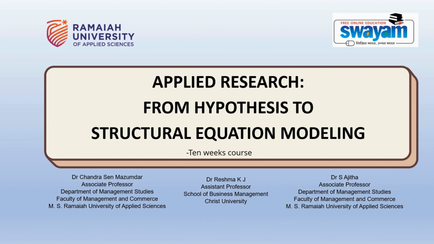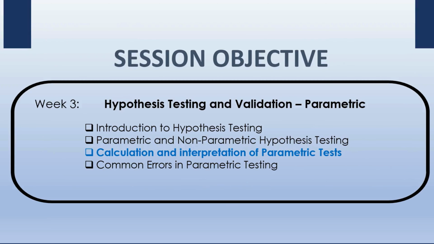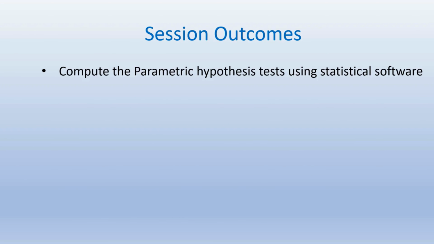And welcome to this hands-on session on calculation and interpretation of parametric tests. In the previous session, we discussed the different parametric tests: t-test, z-test, ANOVA and correlation. In this session, we will see how to calculate them using data. By the end of this session, you will be able to compute the parametric hypothesis tests using statistical software and interpret the results in the context of your research.